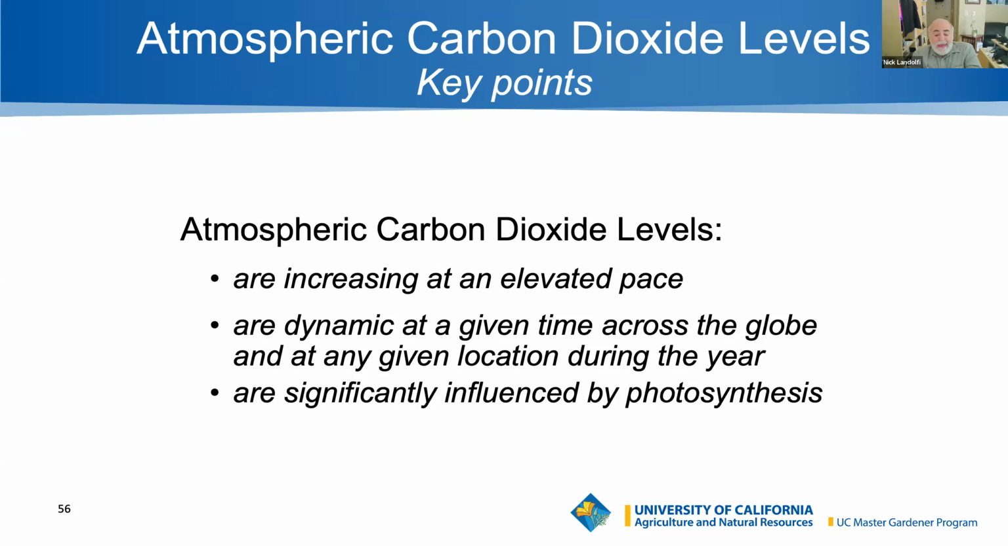CO2 levels are dynamic at any given time across the globe and at any given location during the year. When you see a number for atmospheric carbon dioxide, it is the average over a period of time. The last video shows that these levels are dynamic in both time and location. And finally, atmospheric carbon dioxide levels are significantly influenced by photosynthesis. And thus, having healthy soil and correspondingly vigorous plant life is important to carbon removal from the atmosphere.